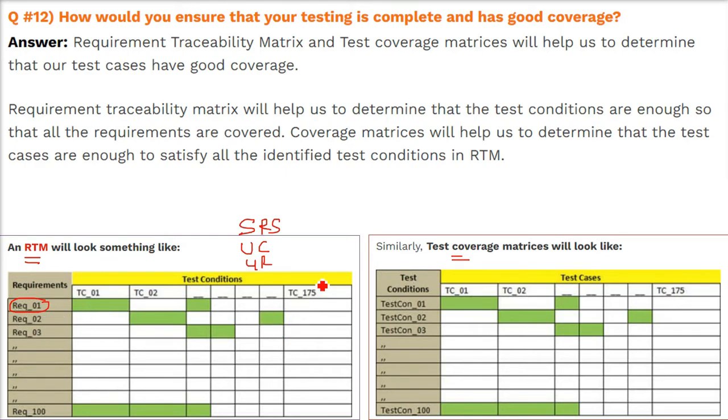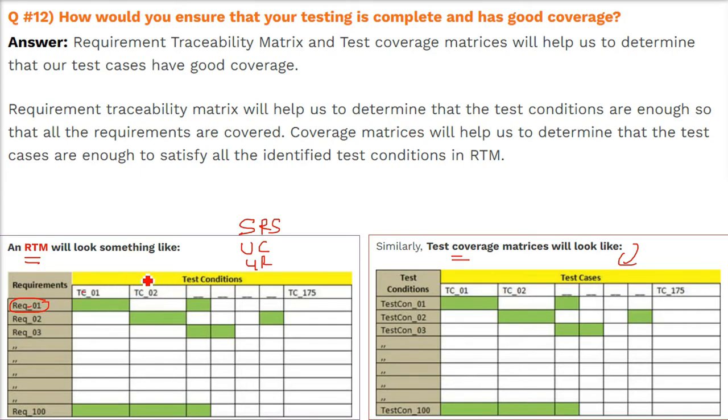The coverage matrix will help us to determine that the test cases are enough to satisfy all the identified test conditions in the RTM, that is the requirement traceability matrix. So for the test coverage matrix, the input is RTM. Okay. For RTM, the input is requirement specification. I hope you got the idea.